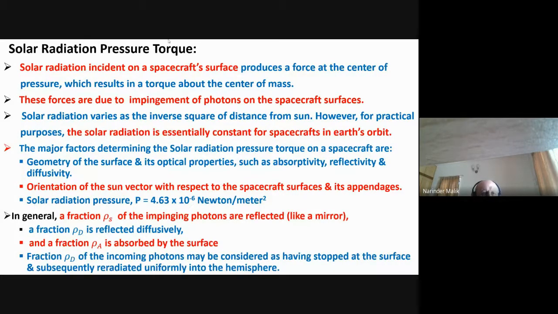Now let us assume in general that unity is the input coming from the sun. A fraction rho s of the impinging photons are reflected like a mirror. A fraction rho d is reflected diffusively and a fraction rho a is absorbed by the surface. The diffuse reflections may be considered as having stopped at the surface and subsequently re-radiated uniformly into the hemisphere. So rho s plus rho d plus rho a is equal to 1.